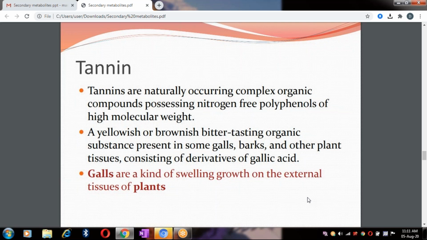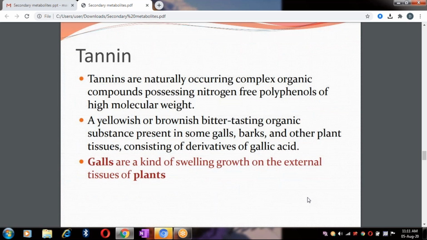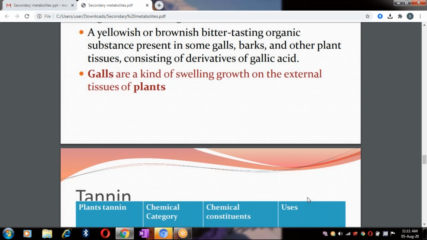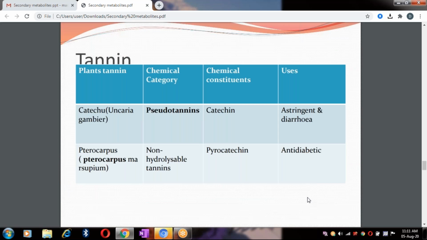Usually these tannins are present as galls. Galls is nothing but a kind of swelling growth on the tissues of the plant. You would have observed some lumps on the trees. Those are nothing but usually they contain tannins. Okay, so in tannins you have got to study 2 or 3 drugs.